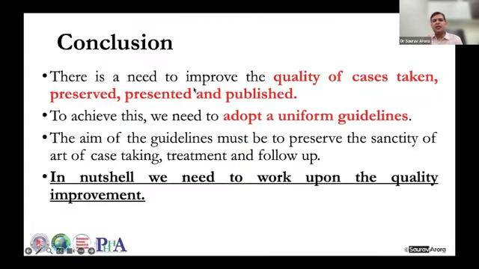Now, the conclusion is that there is a need to improve the quality of cases that are preserved, presented, and published. We always preserve these. If I ask you, you may have your original cases taken by you in the past 40 years. I have one of the earliest cases I took, in 2006, of a patient. I still have that card with me, and I feel happy about that. I took the first case formally outside the internship module, so I have preserved that. Whatever I presented, whatever I published, I need to improve.